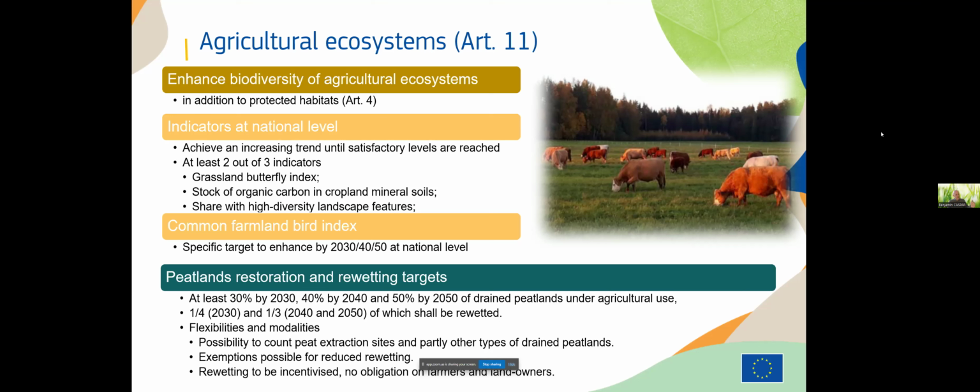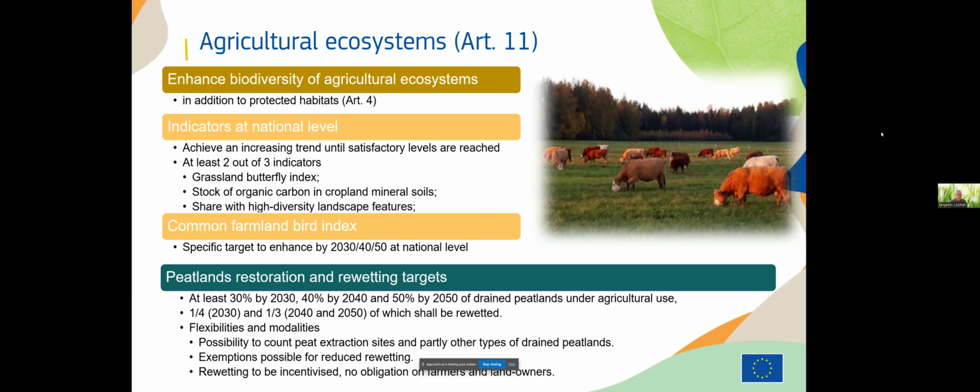They have to look at 2 out of the 3 of the grassland butterfly index, stock organic carbon, and the share of high diversity landscape features. We've just made a proposal to define what high diversity landscape features are. I wasn't involved in that, but essentially it's things like bushes and shrubs and hedgerows and woody features, areas of longer grass, etc.